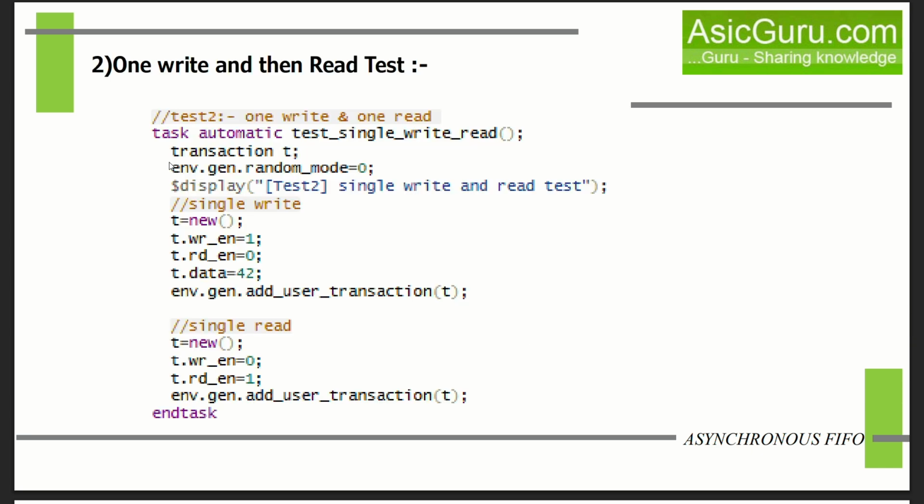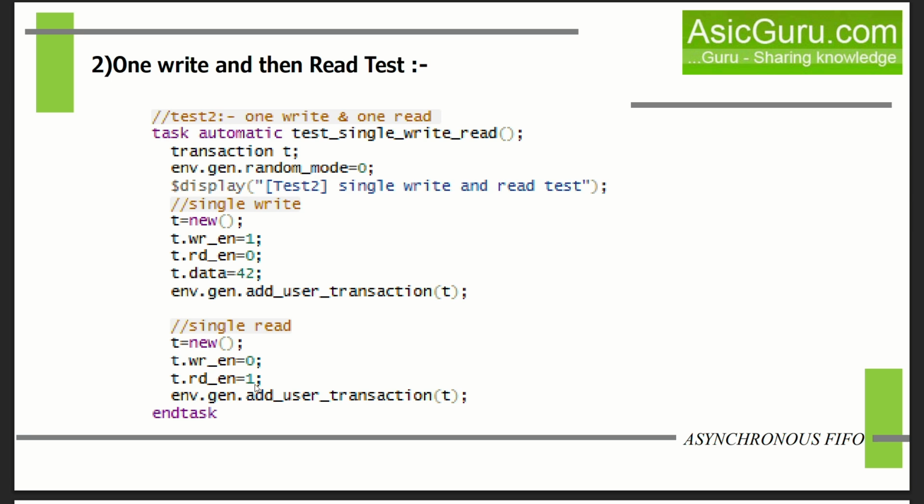Now our second test plan is to write one data and then read it back. So here we make write enable as 1 and read enable as 0, then we take data as 42. Then we read it back by making write enable as 0 and read enable as 1.